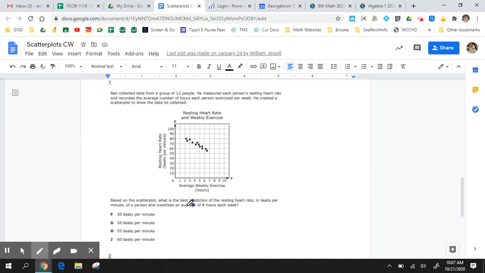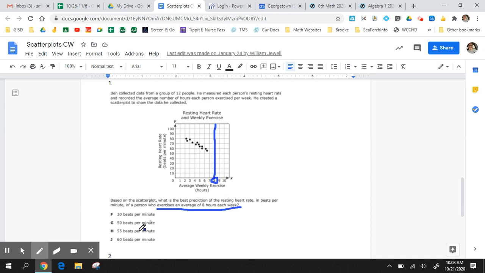It says, based on the scatter plot, what is the best prediction of the resting heart rate in beats per minute of a person who exercises an average of 8 hours each week? So go to your graph and find where it says exercises 8 hours. It's the x-axis. So I'm looking again at the 8. I notice my graph is nowhere near 8, but I need to see if it continued, where would it hit?